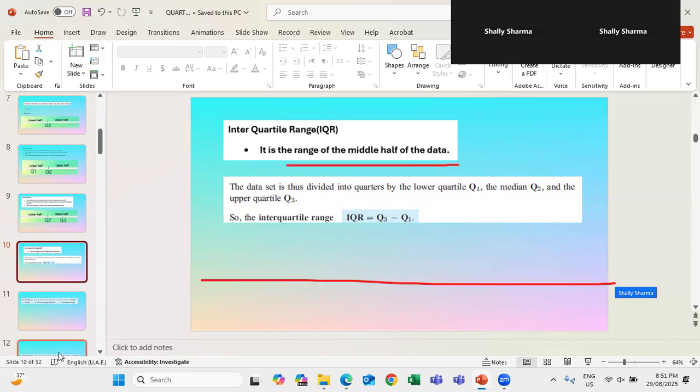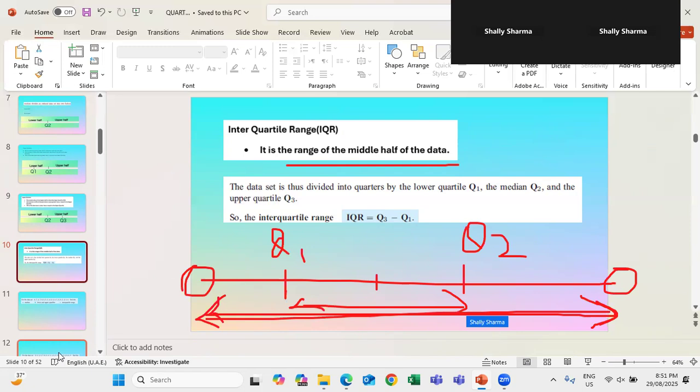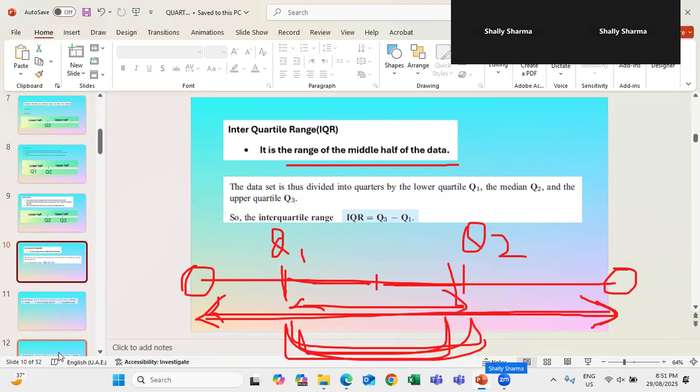So this is our data. Range means the spread of this whole thing, how widely it is spread from here to here. But when I talk about the interquartile range, it is the middle half of our whole data: the middle part from here and some part from here. So this is the middle half of our data. And this range, how far it is, how much it is spread out, is called the interquartile range.